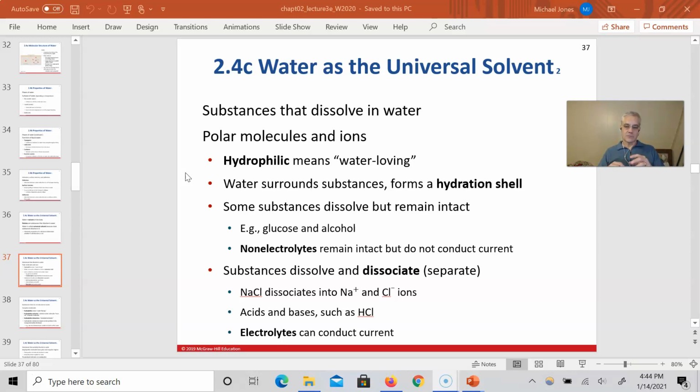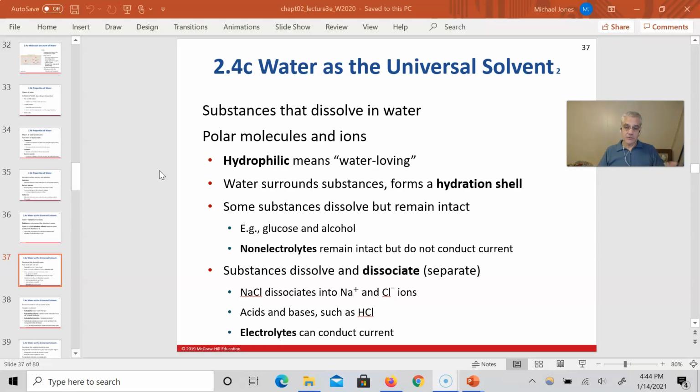So if salt dissolves in water, the sodium goes one way, the chloride goes the other way. They separate from each other. They're no longer attracted to each other. The water molecule surrounds the sodium and it surrounds the chloride. And in that particular case, we say it forms a hydration shell. That's not important. So the sodium and the chloride are no longer sodium chloride. They're sodium and chloride. So they act differently now. They act independently. But not all molecules do that.